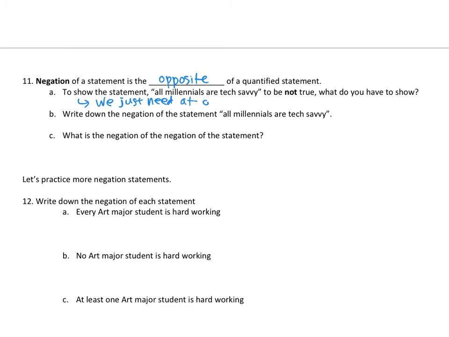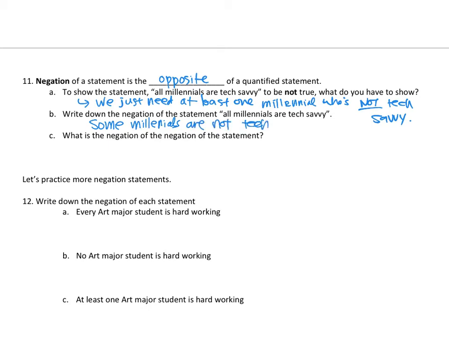at least one millennial who's not tech savvy, right? So write down the negation of the statement, all millennials are tech savvy. Well, I just need at least one, so I can say some millennials are not tech savvy. That's all I need, right?